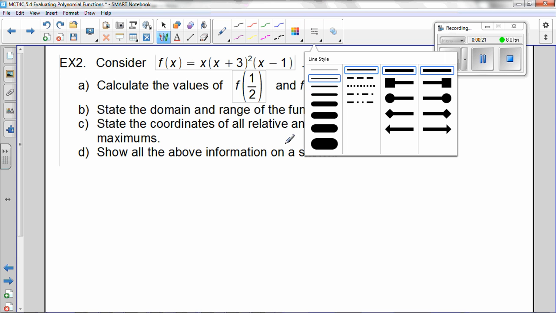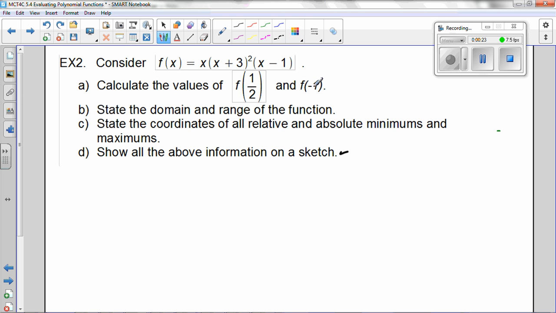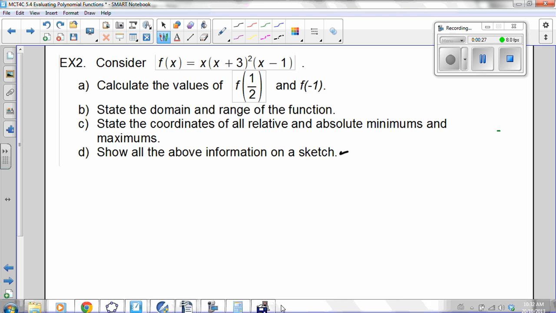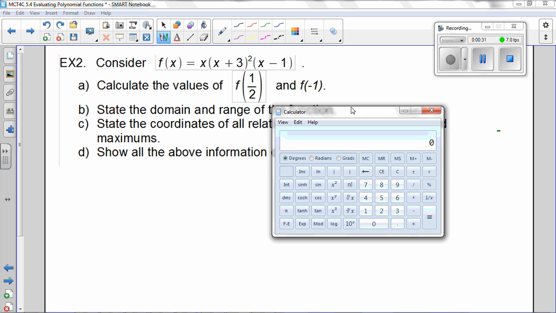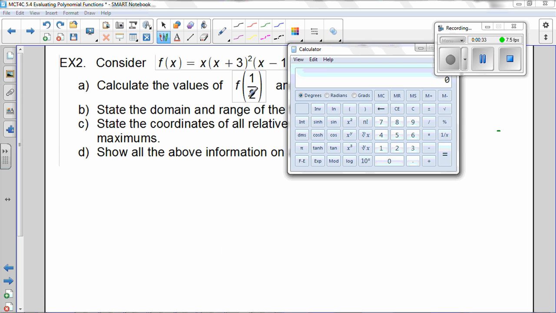some values. So here we could use the graphing calculator, and we could use the value function or the table function, but I'm going to practice this fraction business, and I know I could use 0.5, but because it could be 2/3 or something like that, I'm going to try and do this on my scientific calculator. All right. Well, here we go.